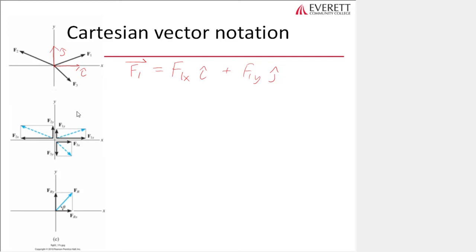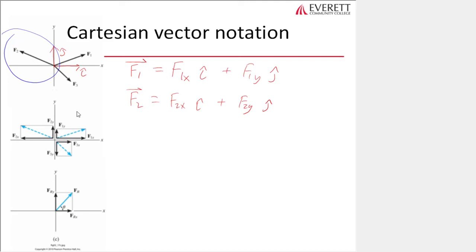We can do that to all 3. f2 is equal to f2x i plus f2y j. Now some of you might look at f2, which is over here, and say, shouldn't it be minus f2, or shouldn't it be minus f2x i? Because it's going in the negative x direction. That's a common question I get.